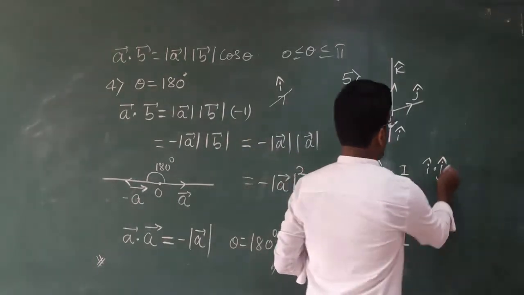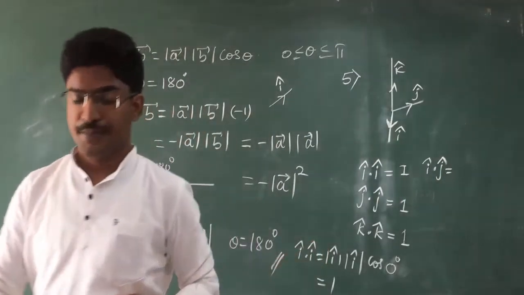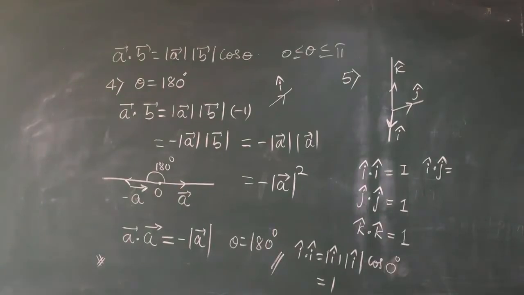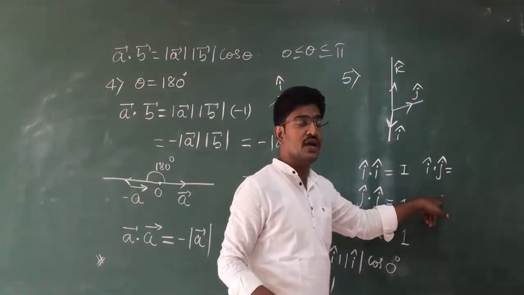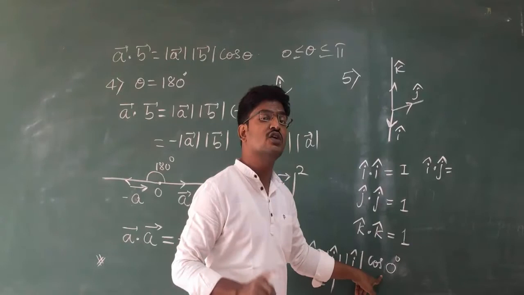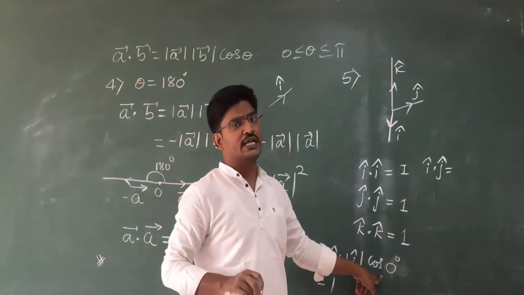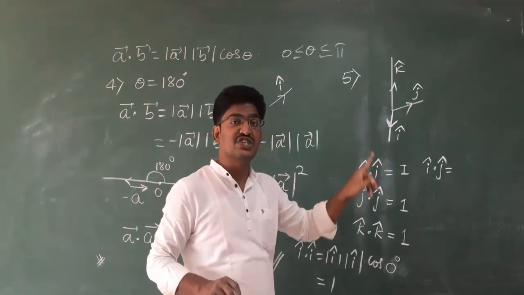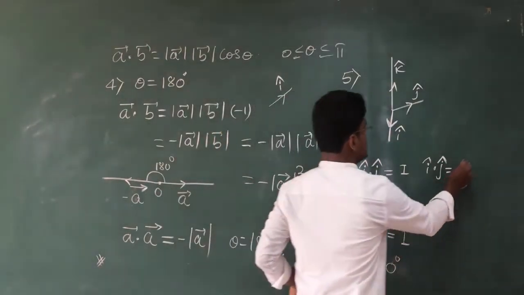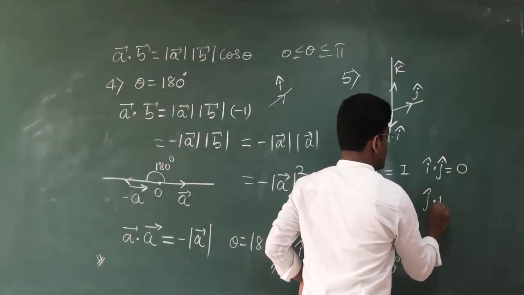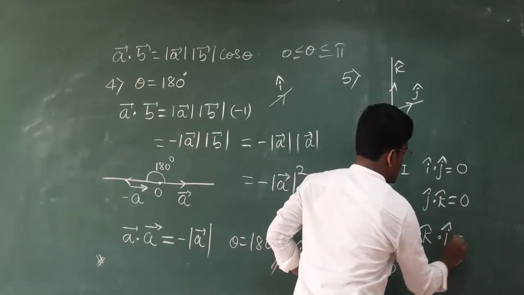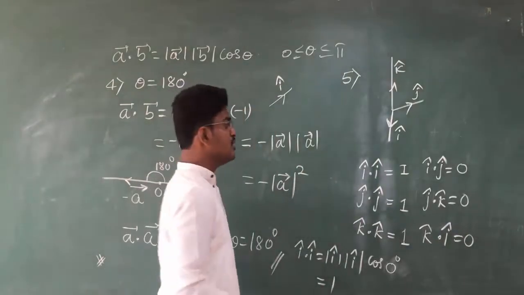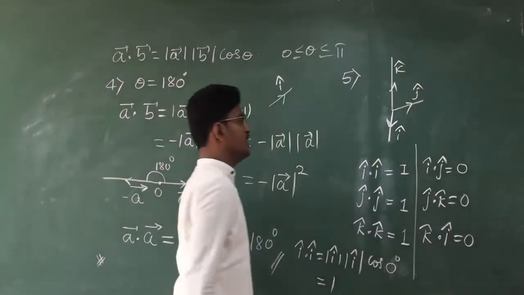Now if you go for i cap dot j cap, here i cap is a unit vector, j cap is a unit vector. In the place of cos 0, what are you going to write? Cos 90 you are going to write. There cos 90 is 0. 0 into any term is 0. In the same way, j cap dot k cap is also 0. k cap dot i cap is also 0. Clear? So these are the two very important observations.